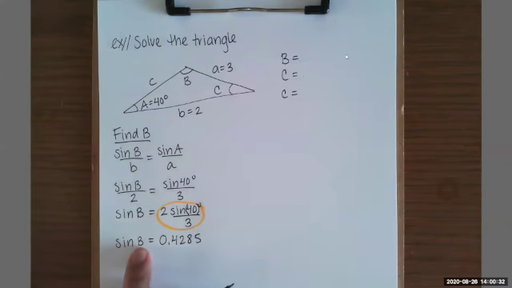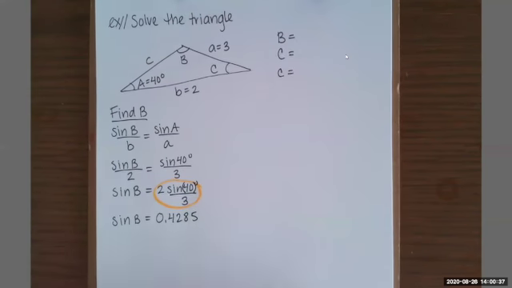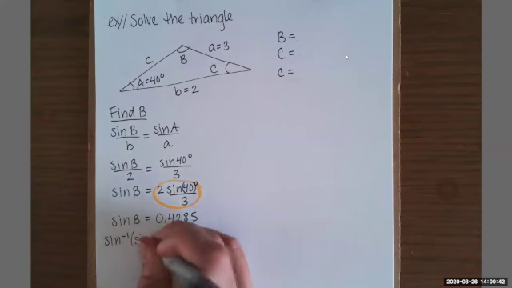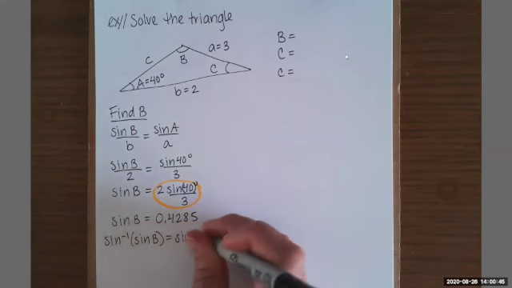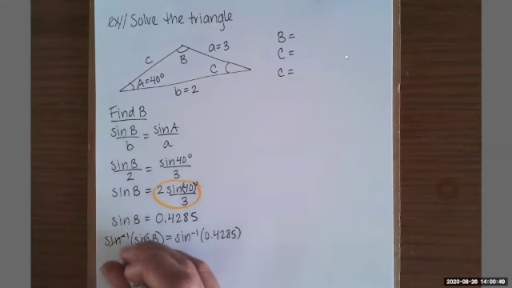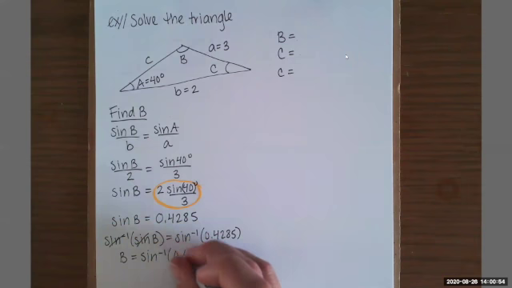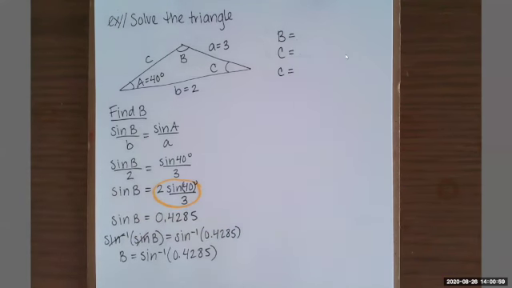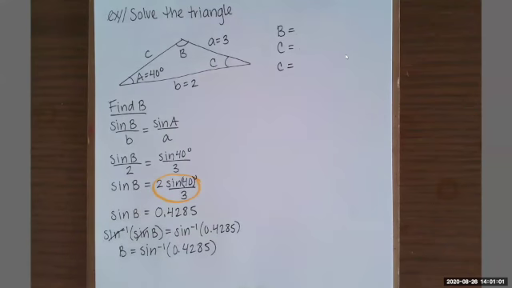Next step, we're solving for B, so we're going to take inverse sine of both sides of the equation. Okay, so sine and inverse sine cancel, and we get that B is equal to inverse sine of 0.4285. On your calculator, the inverse sine button should be right above your sine button. Go ahead and hit inverse sine of 0.4285. You should get 25.4 degrees.